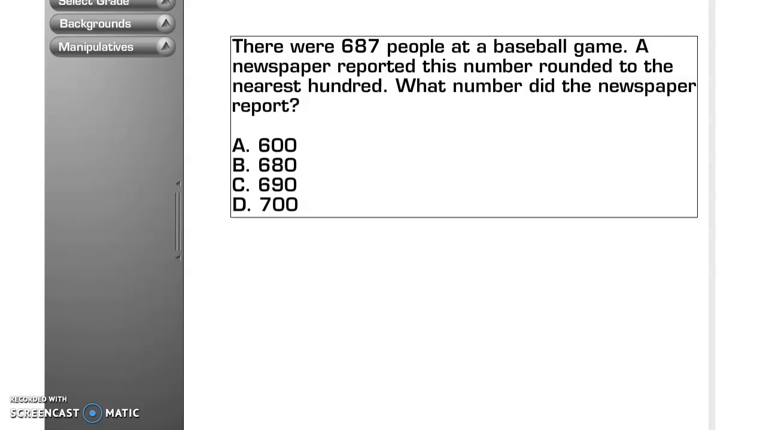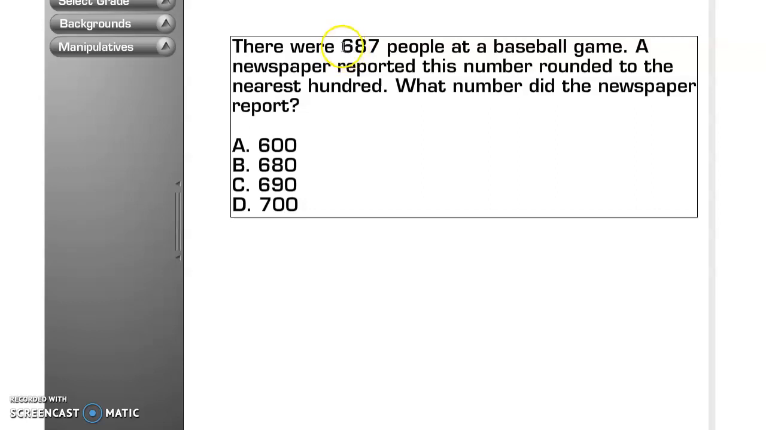Our first problem of the day is, there were 687 people at a baseball game. A newspaper reported this number rounded to the nearest 100. What number did the newspaper report? Well, we know from prior lessons that when we're rounding, we need to underline the digit that is going to be in that place value. So in this case, it's going to be 100.